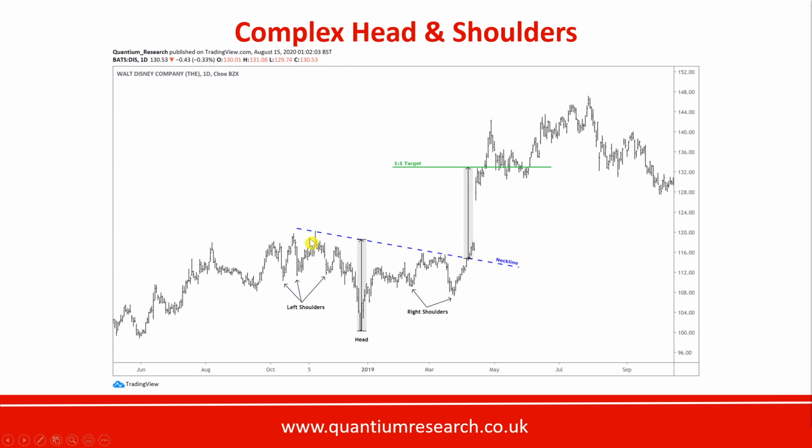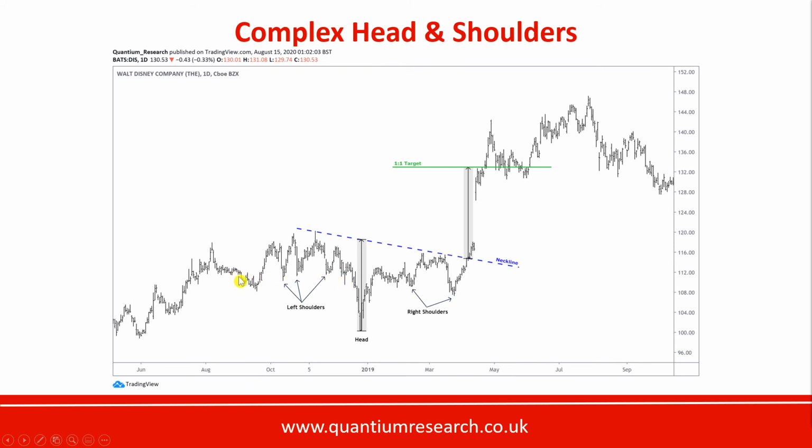So when there are more than two shoulders, these are some examples of the shoulders. We've got 3 here, we've got 2 there. That's 5 in total. Well, when there are more than 2 shoulders, generally, you would use the most pronounced peaks or troughs on the pattern to draw the neckline.